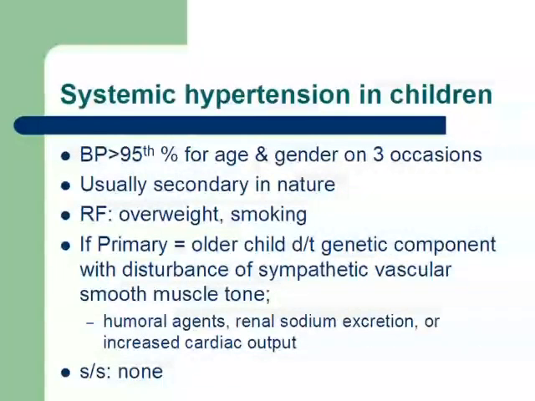Systemic hypertension in children tends to occur when the blood pressure is greater than the 95th percentile for age and gender on 3 different occasions. This is usually secondary in nature to some other problem. Child is oftentimes overweight and maybe smoking. And remember, children go to a pediatrician until they're 18. If it's primary hypertension, it's an older child and tends to have a genetic component with disturbance of your sympathetic vascular smooth muscle tone. You may have a problem with your humoral agents, your renal sodium excretion, or an increase in cardiac output. But systemic hypertension is just like the adult. There are no symptoms.